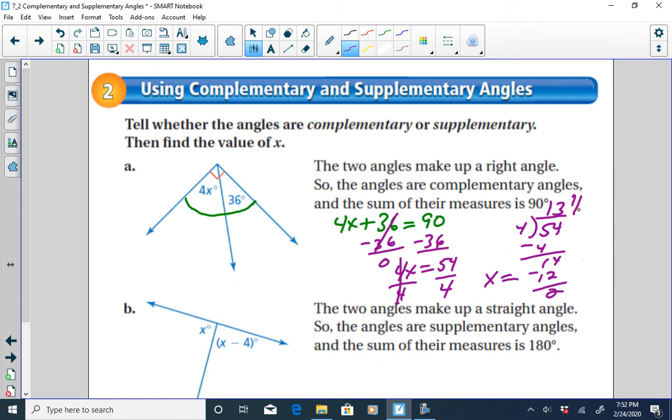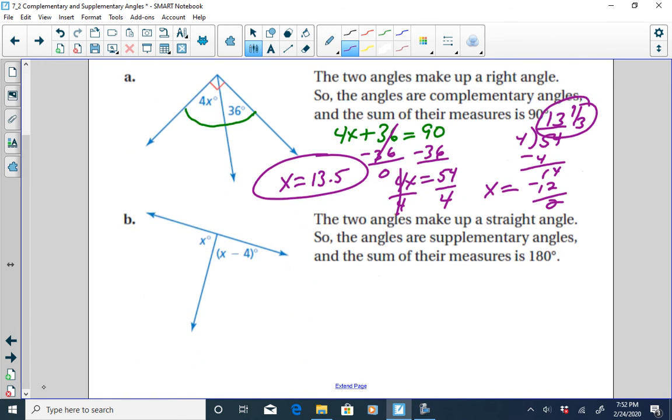So 13 and a half. Alright, so x is equal to 13 and a half, or 13.5 would be fine. Alright, let's look at our next example.